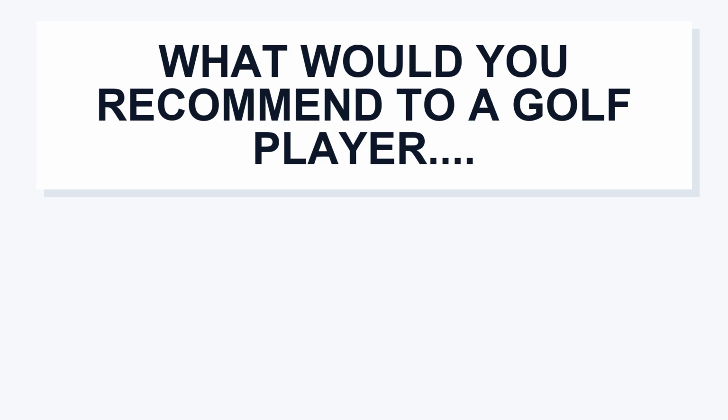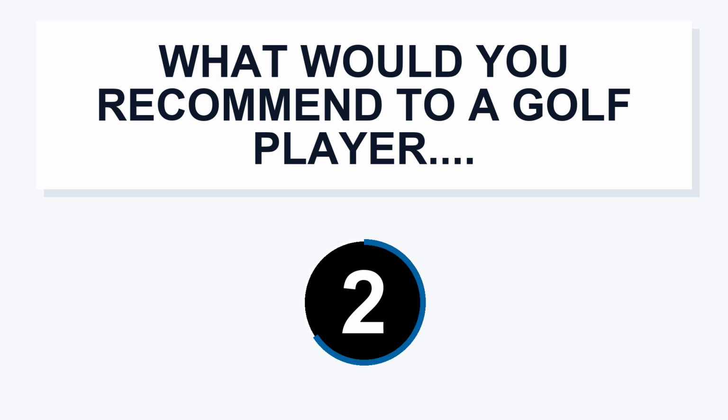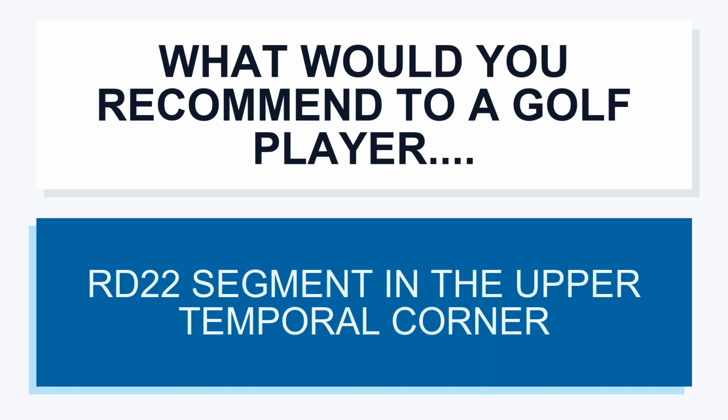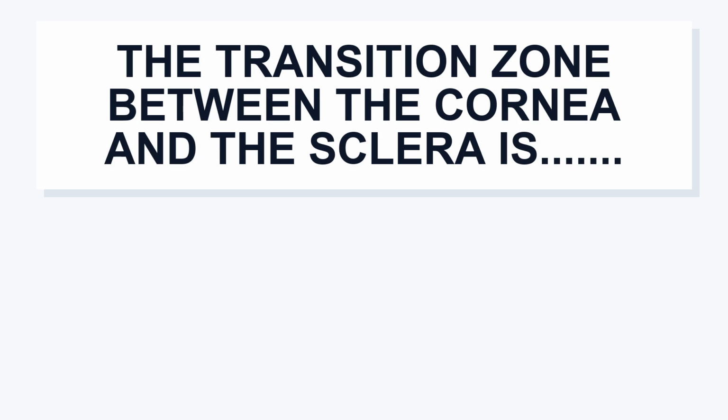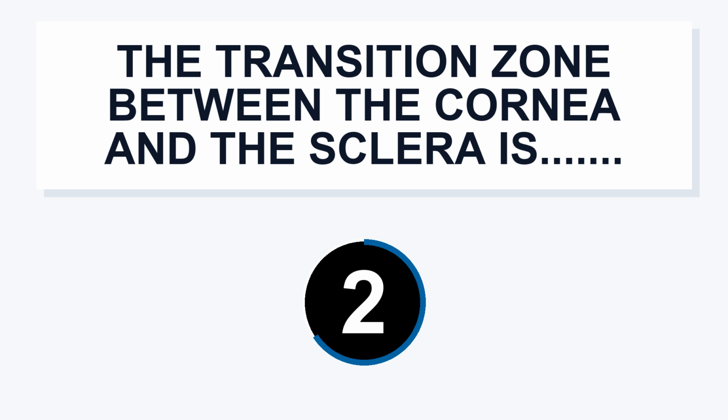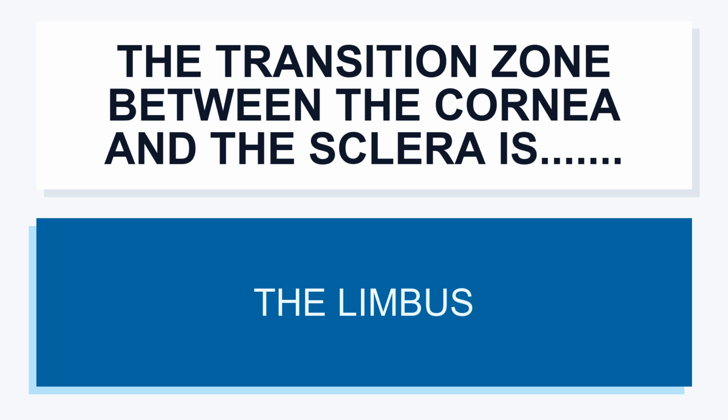What would you recommend to a golf player? RD22 segment in the upper temporal corner. The transition zone between the cornea and the sclera is the limbus.